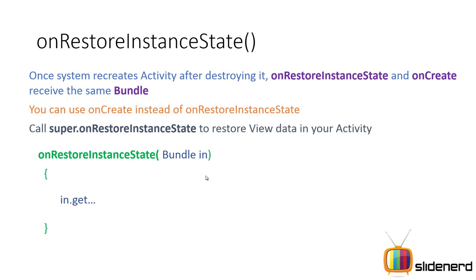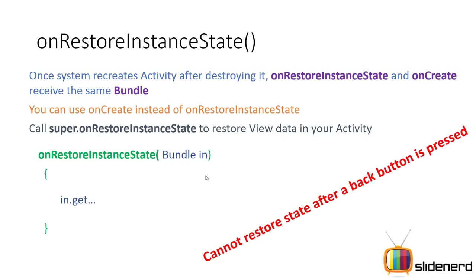And again, super.onRestoreInstanceState, remember, just the way you restore your information back, the same way Android also needs to restore the information from edit text, button, text view, and so on. So you need to make sure that you call the super class implementation of onRestoreInstanceState. And remember, you cannot restore state after the back button is pressed. So let me actually go into Eclipse and show you guys a real working demo of this.